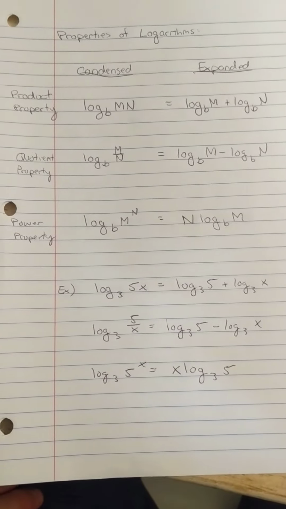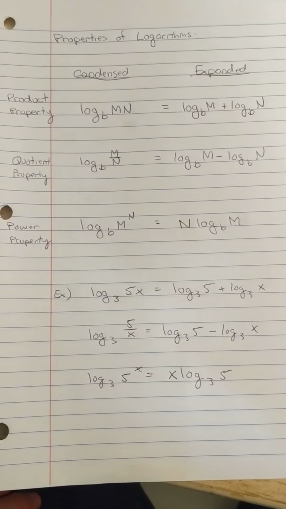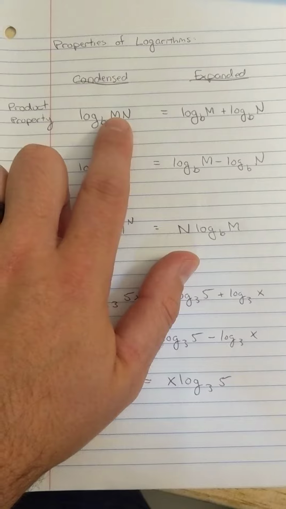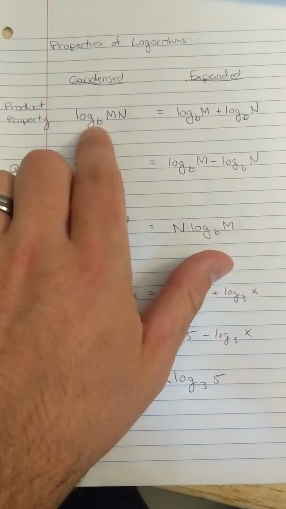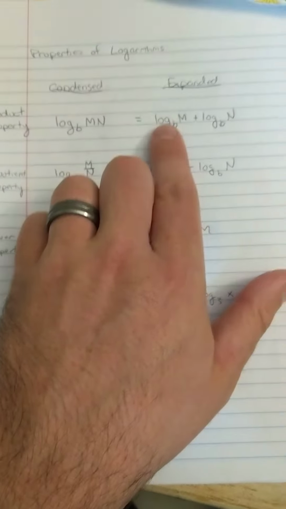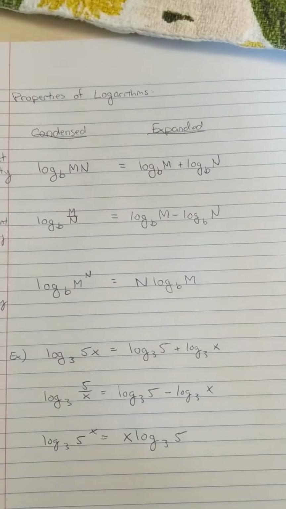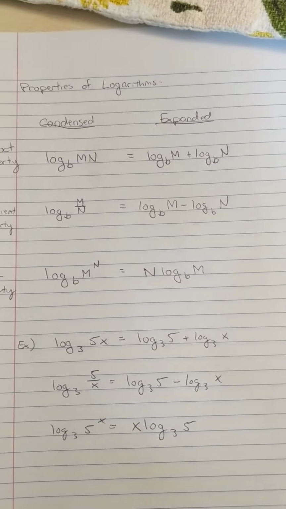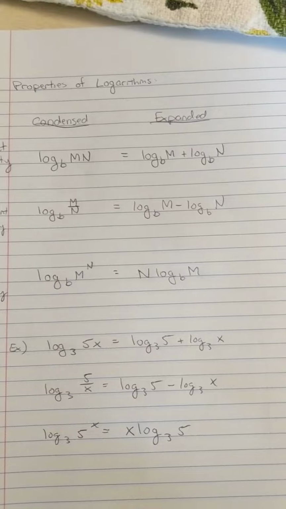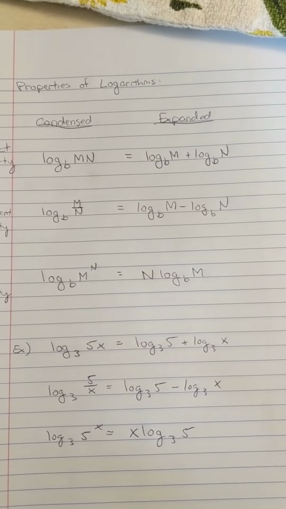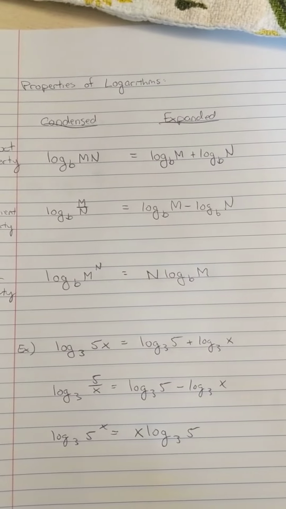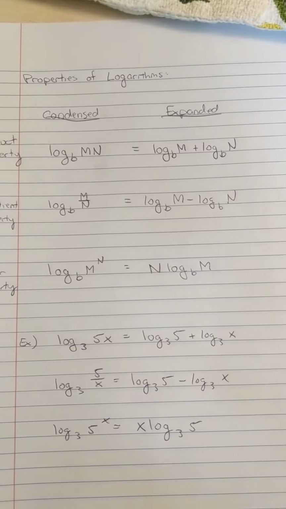So the first property is the product property, and that's when we have the log base something of two quantities being multiplied together. We can break up that one expression into two expressions. Notice how they have the same base, and we break up the multiplication into its two factors. So log base b of m plus log base b of n.